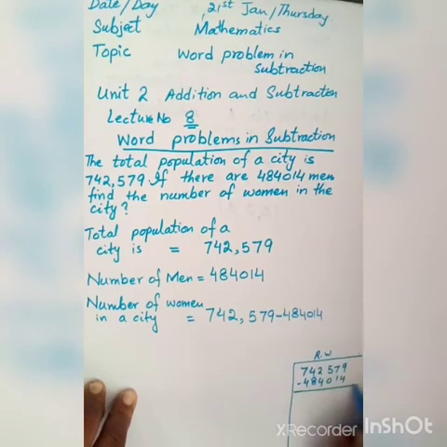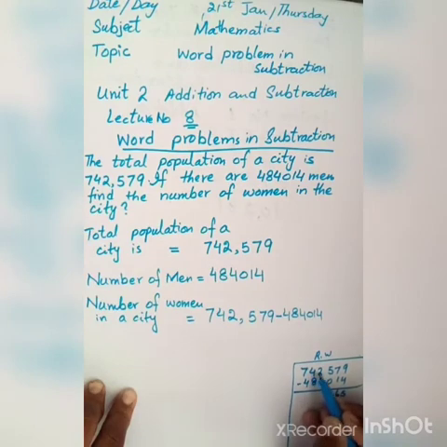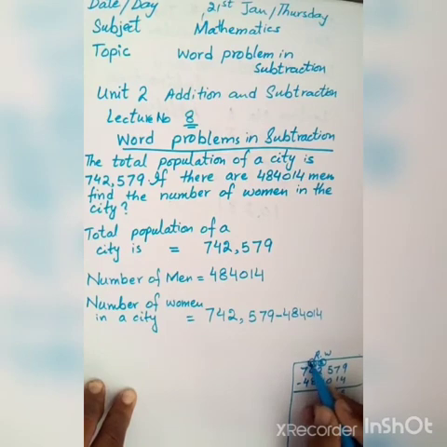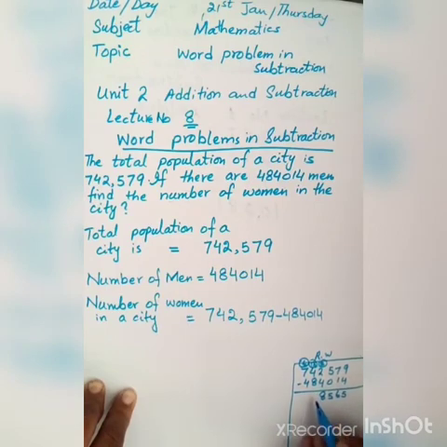484,014. Subtract this. 9 minus 4, 5 is there. 7 minus 1, 6 is there. 5 minus 0, 5. We can't minus 4 from 2, so we borrow from this 2. There is left 3 and there is 12. 12 minus 4, 8 is here. We can't minus 8 from 3, so there is 13 and there is left 13 minus 8, 5 is there, and 6 minus 4, 2 is there.